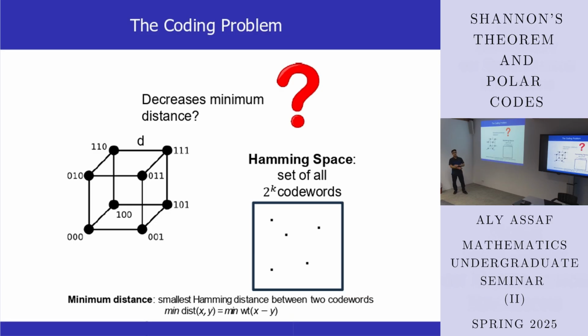So to help you understand what minimum distance is, imagine a Hamming space, right? It's just a box of a bunch of points. And each one of these points represents a code word, a unique code word, right?